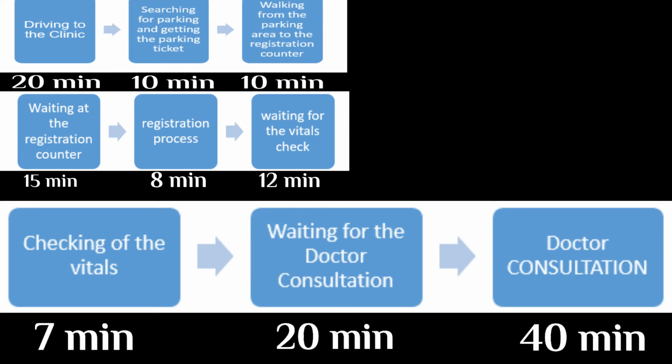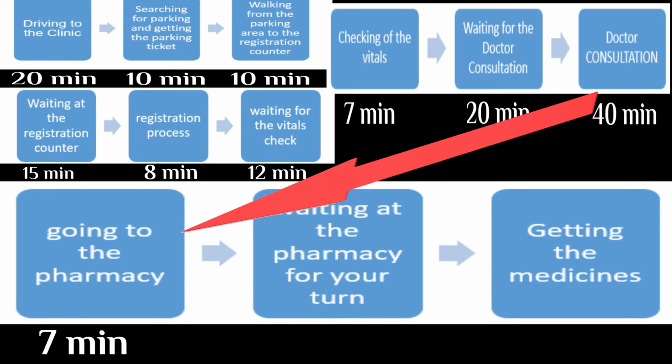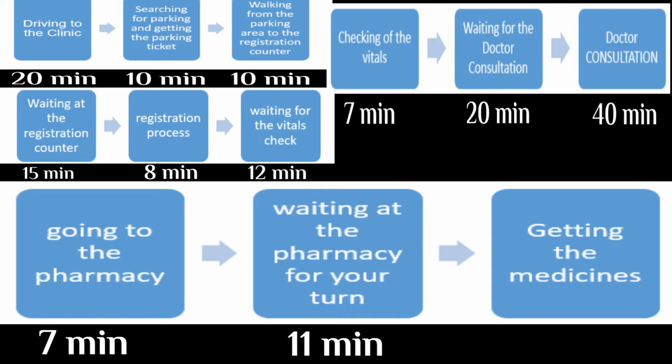Going to the pharmacy after the advice of the doctor takes about 7 minutes of travel time. Waiting at the pharmacy for your turn takes 11 minutes. And finally, you get your medicines, and this activity takes 15 minutes, including your payment settlement, checking of the medicines as per the prescription, etc.